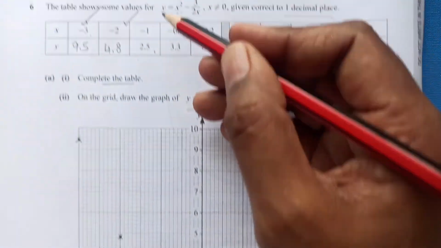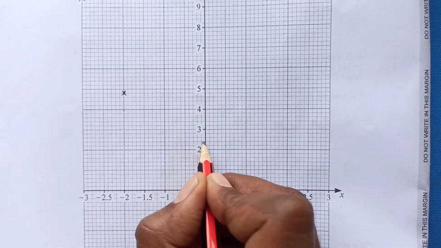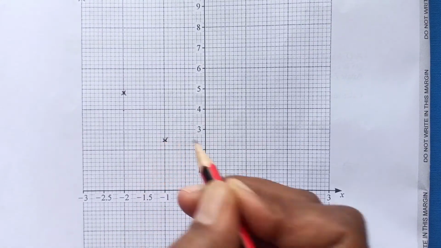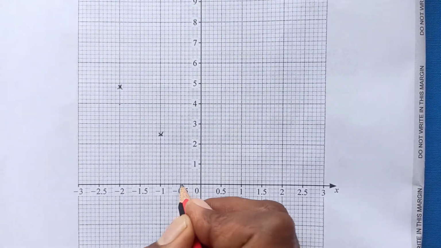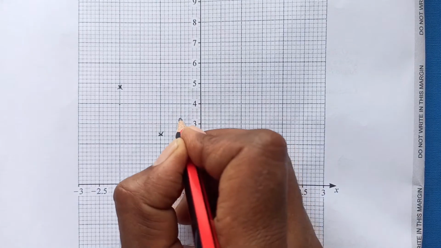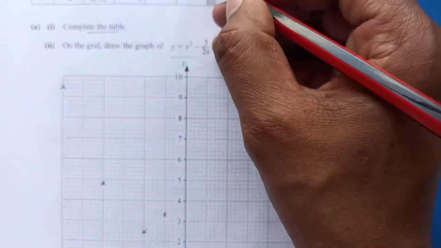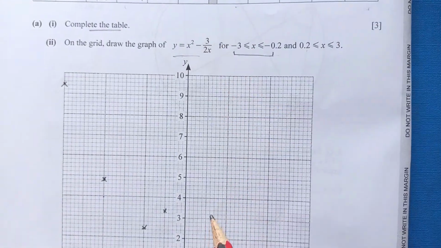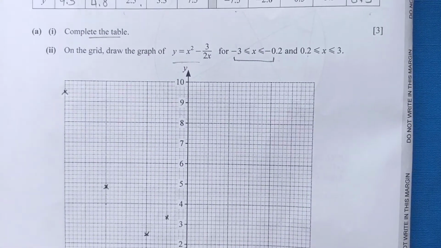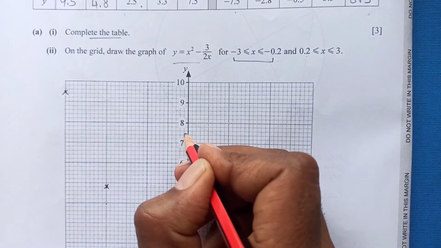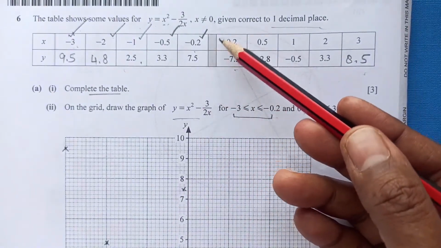Then next is negative 1 and 2.5. Negative 1 is here and 2.5 is in the middle here. So this is the point. Then negative 0.5 and 3.3, 3.2 and 3.3 will be in the middle here. Now negative 0.2 and 7.5, 7 is here, and 0.5 in the middle. Okay, so now if you see this dash here, that means there are 2 parts of the graph.